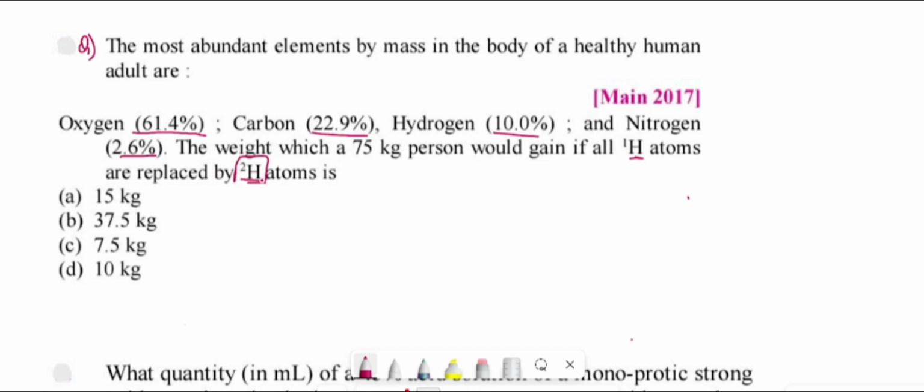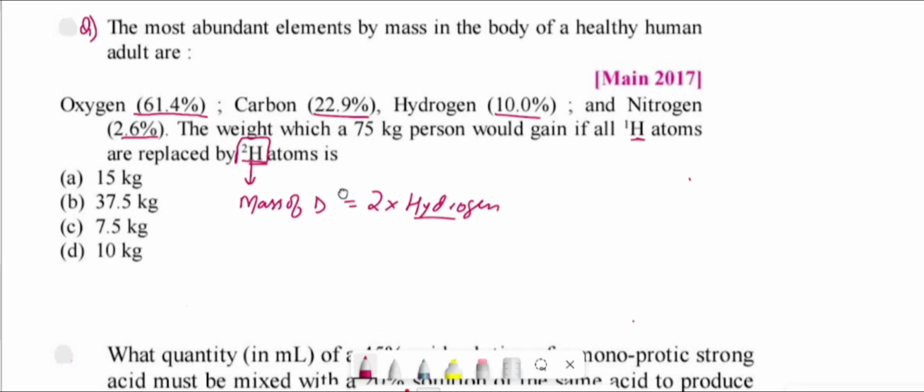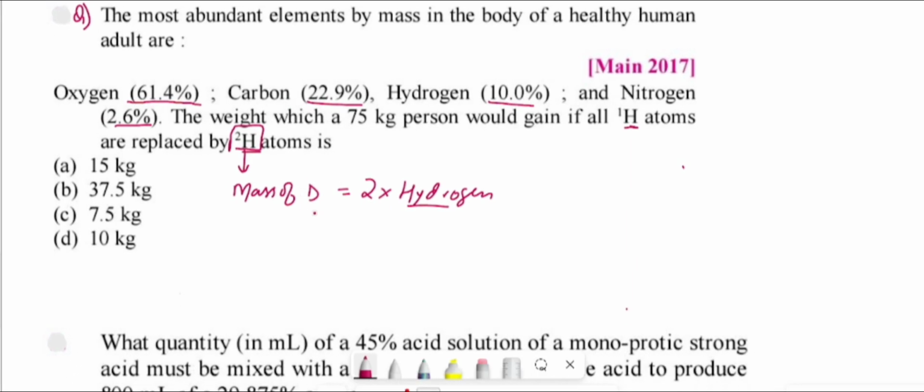So what will happen? Obviously the mass of deuterium is twice that of hydrogen. So obviously if we replace all hydrogens with deuteriums, the person would gain mass. So right here, first we have to see the contribution of hydrogen in this human being. It's a 75 kilogram human being, and the percentage composition of hydrogen is 10%. So what is the contribution of this hydrogen in the 75 kilogram human being? The hydrogen contribution is 10%.